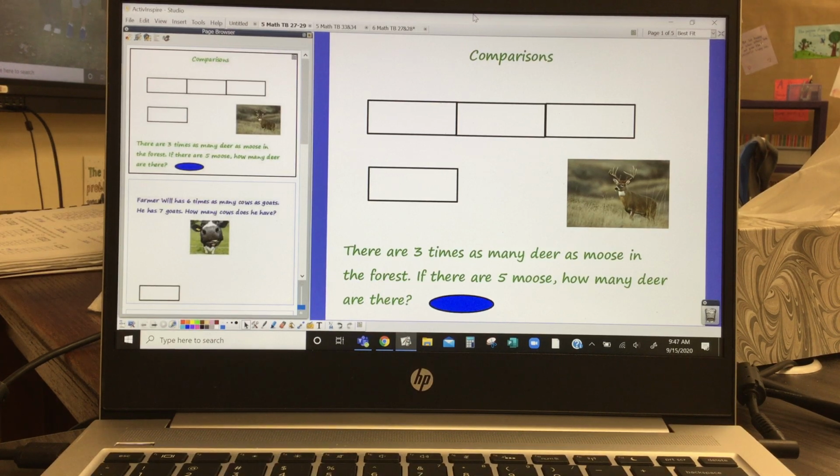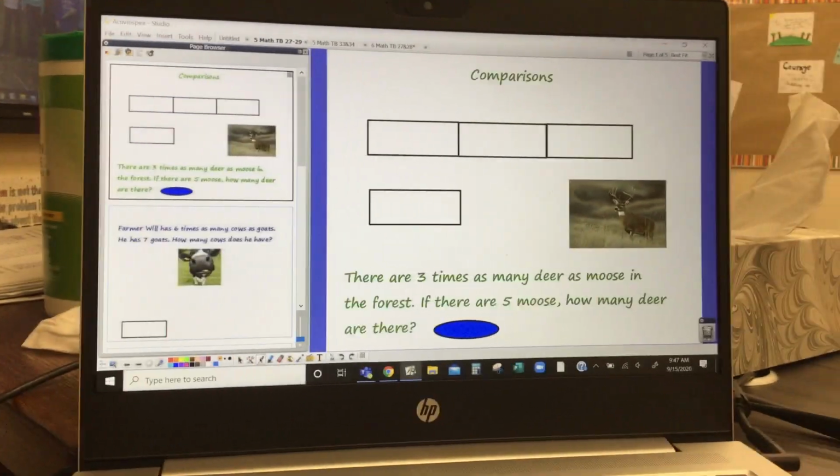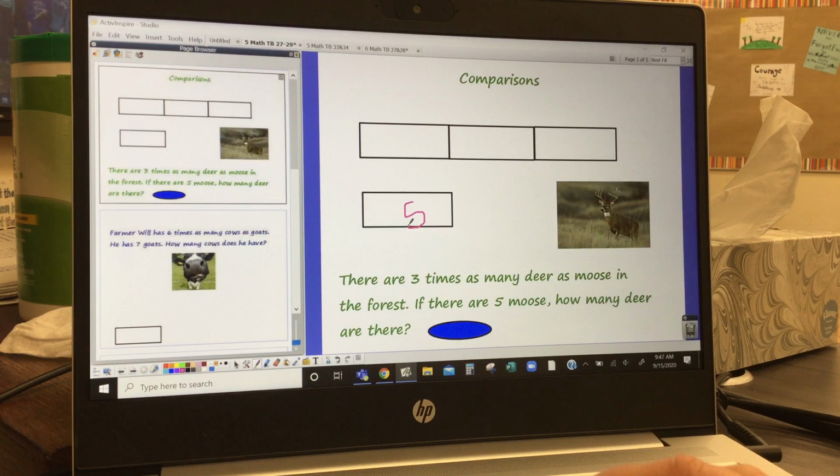There are 3 times as many deer as moose in the forest. If there are 5 moose, how many deer are there? So we are totally going to pretend that my writing is going to be glorious, okay? So if we have 5 moose, how many deer are there?